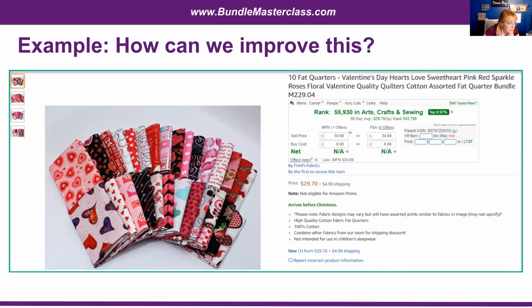And let's see, Karen said, you're not even getting what is pictured. That's right. In here, fabric designs may vary, but we'll have assorted prints similar to the fabrics in the image. That's, again, breaking Amazon's terms of service. With all of the things they're doing wrong on this listing and this bundle, they're still at $55,930, and I pulled this today on December 12th, just a few hours ago. So they are still getting good rank in arts, crafts, and sewing at a $35 price point.